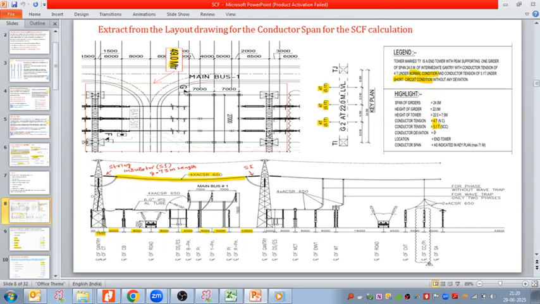So what we do when we perform the calculations in the layout is we mark the span length. So here I have marked this span length. It was coming to 49 meter. So from the layout I took the span length of 49 meter. So this is one input that we are taking from the layout.